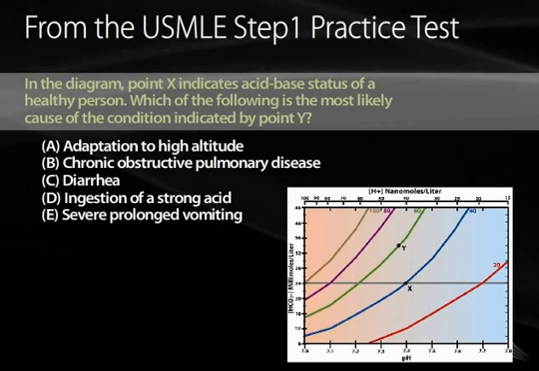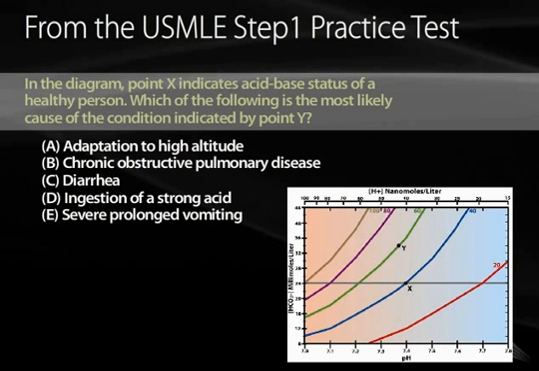In the answer choices, which of the following would most likely represent a primary respiratory acidosis with metabolic compensation? A. Adaptation to high altitude. B. Chronic obstructive pulmonary disease. C. Diarrhea. D. Ingestion of a strong acid. Or E. Severe prolonged vomiting. B represents a scenario where one would have a primary respiratory acidosis, metabolic compensation leading to a near normal pH. Thus, chronic obstructive pulmonary disease best represents point Y.